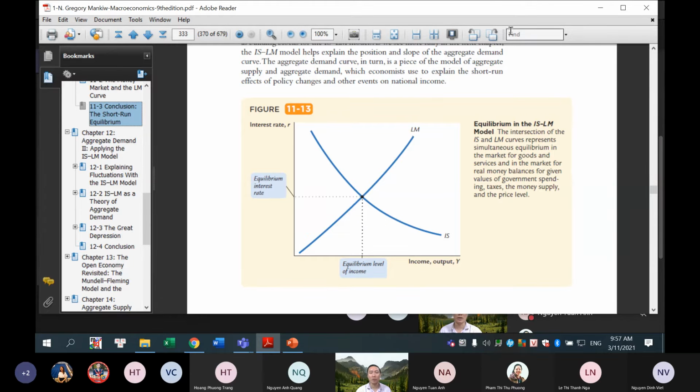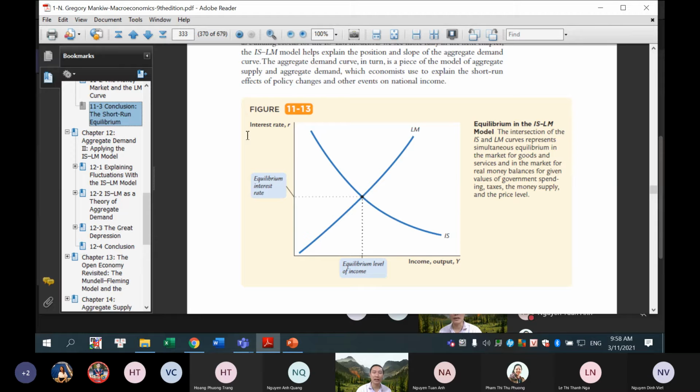For the LM curve, it slopes upward. We already explained that. And the overall equilibrium of both markets is at the intersection of the two curves, here, R1 and Y1. Okay, at this interest rate and this output, money demand equals money supply, and the quantity of goods and services produced equals the quantity of goods and services we want to buy. So there is no excess supply or excess demand, and therefore no pressure to move away from this point, and that is called the equilibrium of the economy. Okay, that is the way we identify the equilibrium.